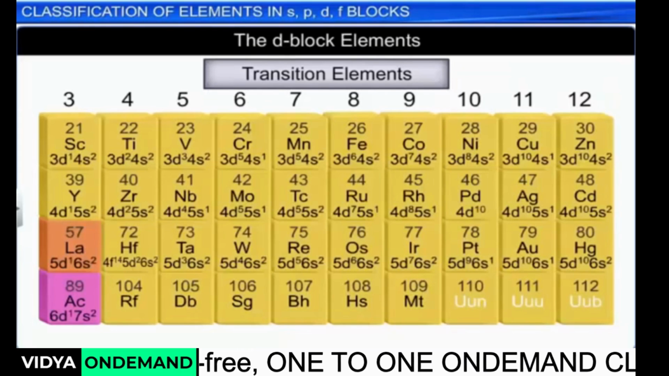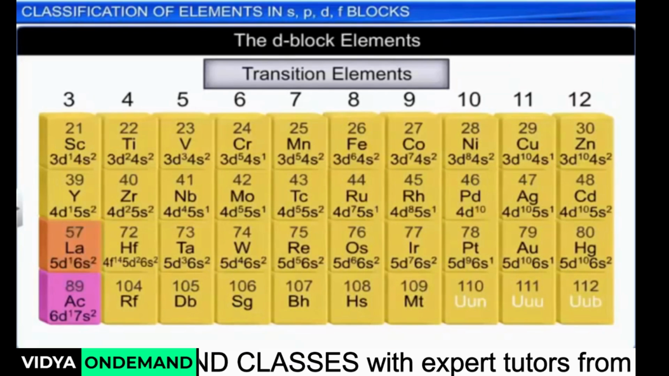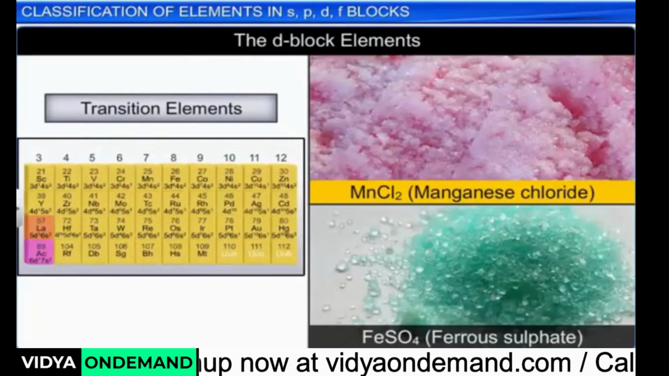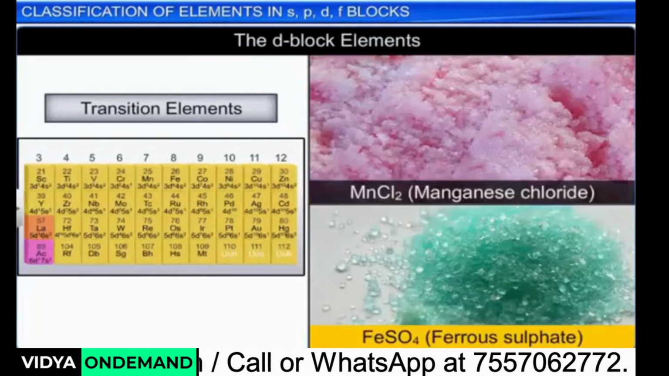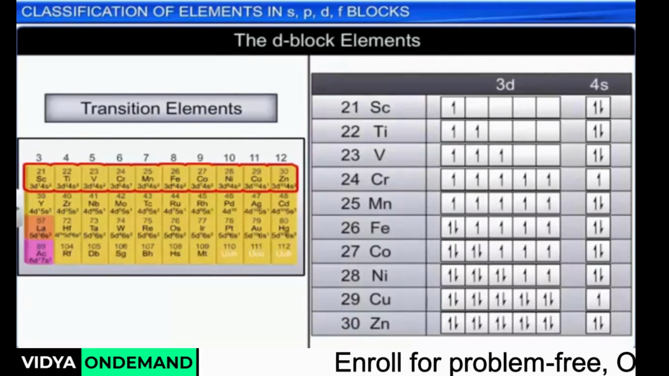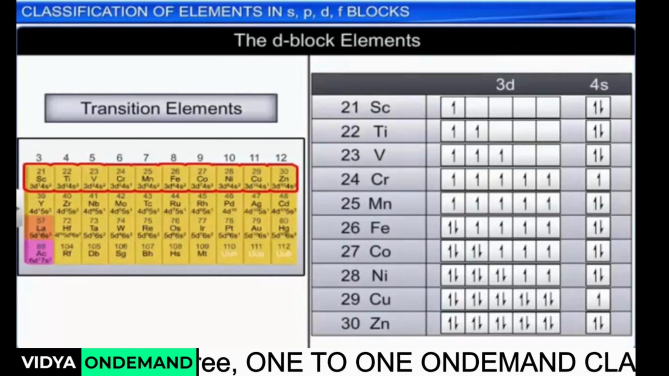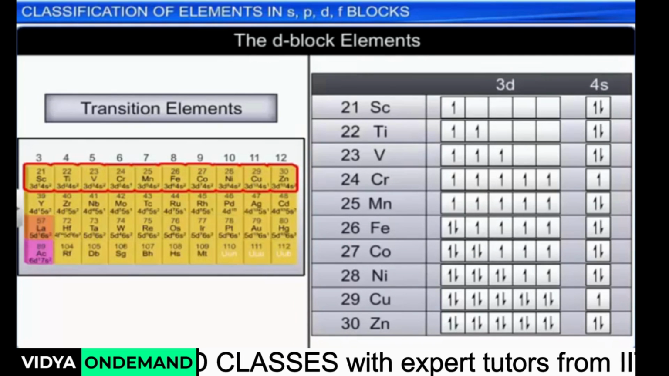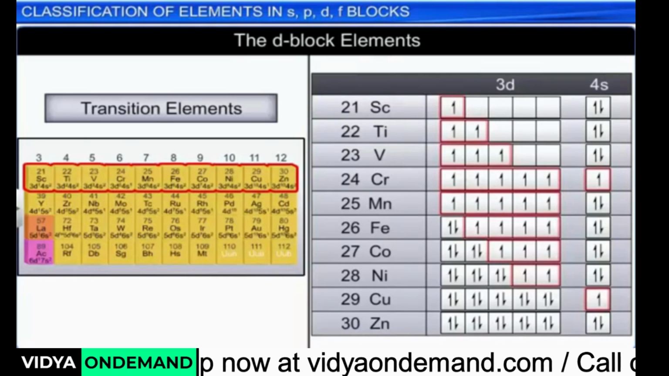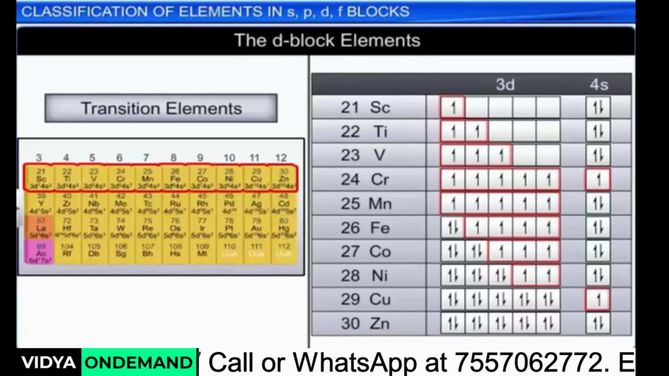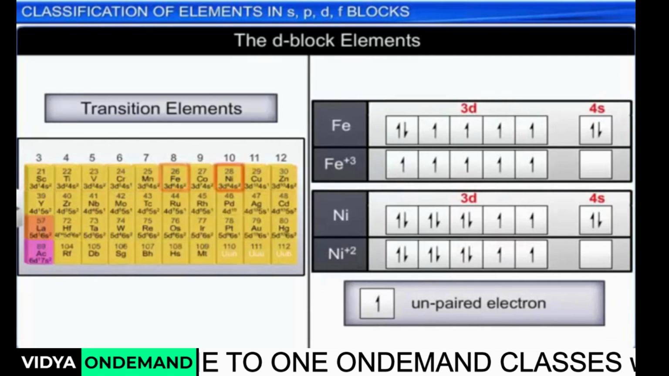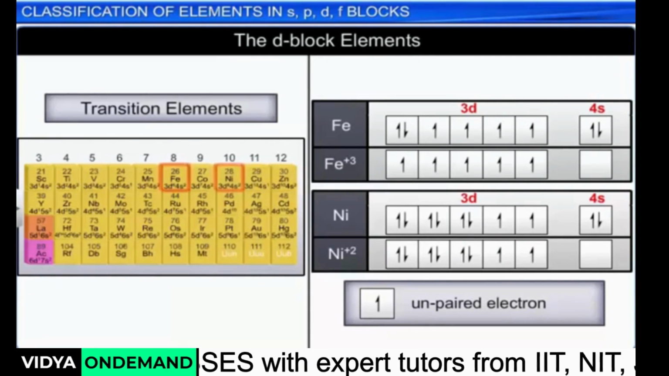Most transition metals form colored compounds. For example, MnCl2 is a pink-colored compound, while ferrous sulfate is a green-colored compound. These elements and their ions are usually paramagnetic. That is, they are attracted to external magnetic fields because of the presence of unpaired electrons in their d orbitals. For example, the elements iron and nickel and their ions Fe+3 and Ni+2 exhibit paramagnetism.